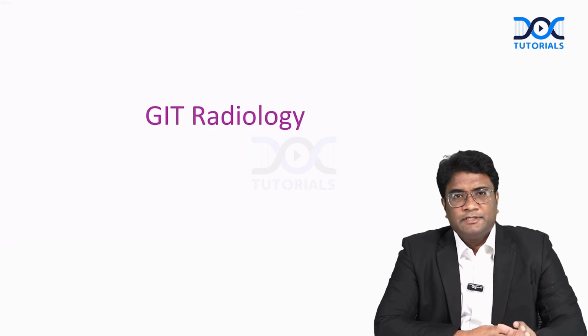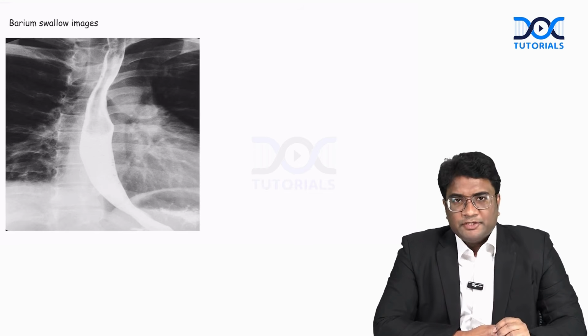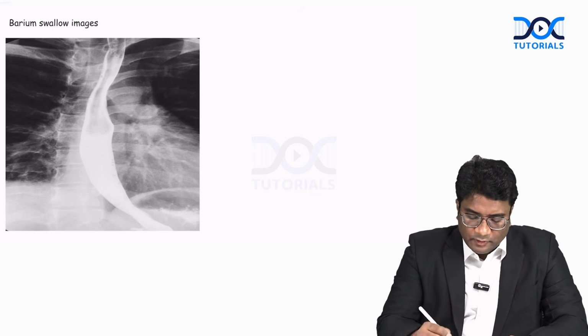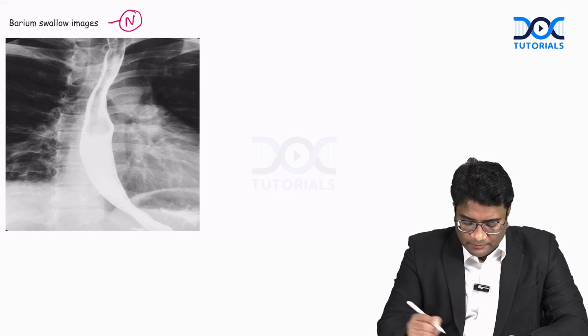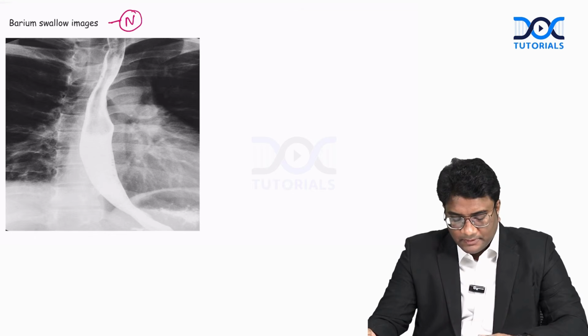Now let's get started with the GIT radiology review. Look at the first image here. This is a normal barium swallow image, right? So this is the normal barium swallow image. You are seeing the barium opacified esophagus.